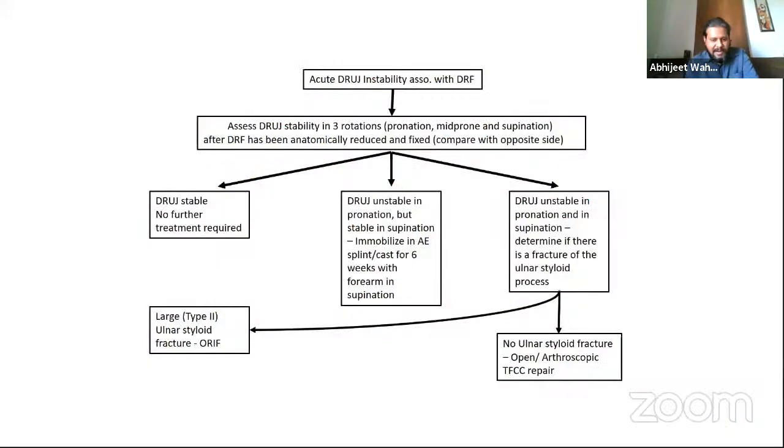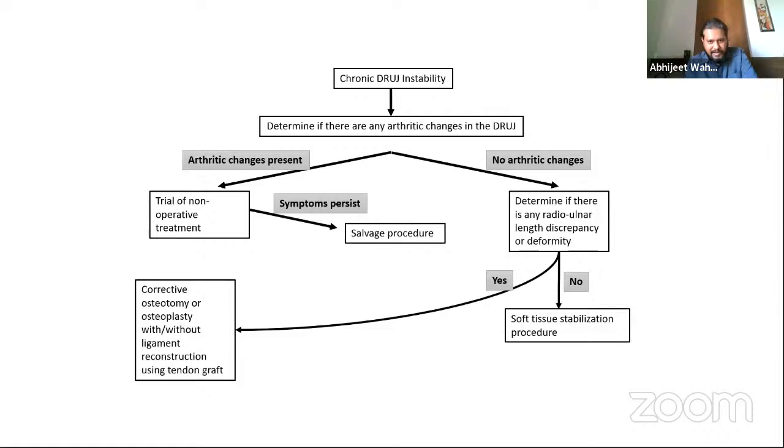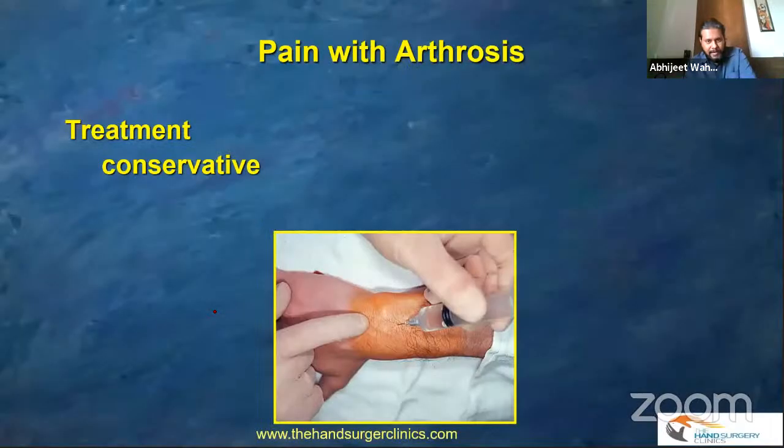So this is a brief algorithm that has been described in literature for acute DRUJ instability and chronic DRUJ instability. I won't belabor this too much, we already talked about it. In the absence of arthritic changes, usually a soft tissue stabilization procedure is performed. If arthritic changes are present, you would go in for a salvage procedure. If the instability and the pain is because of a bony malunion or a bony mismatch, you would undertake a corrective osteotomy.